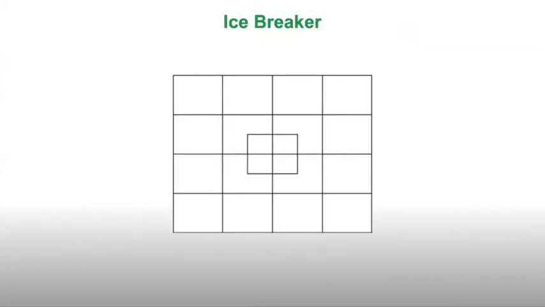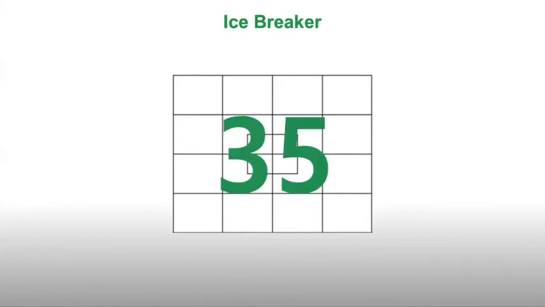Just to start, a little icebreaker. You've got 30 seconds to have a look at the screen and see how many squares you can count. Once you've come up with an answer, just drop it into the chat box. You have 30 seconds. Have a go. We've got 10 more seconds. Nice work. If you got 35, you're correct.